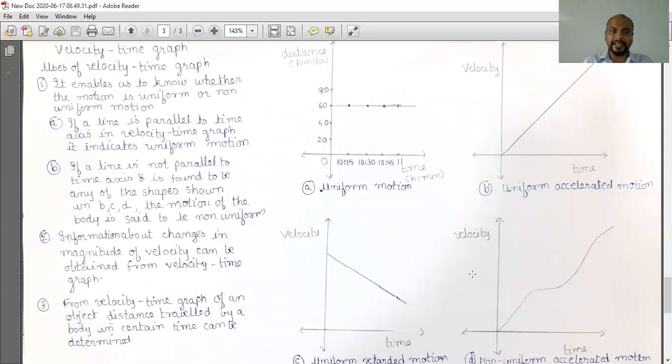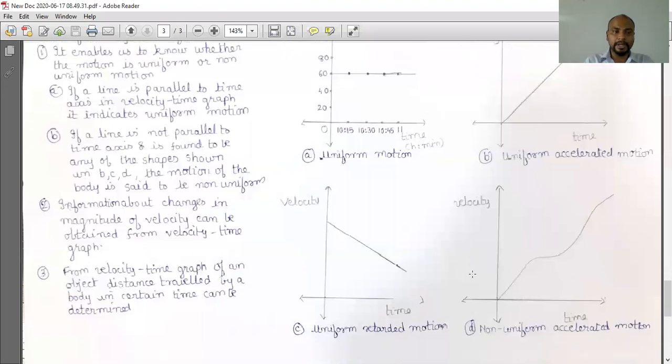If you see in the A graph, here you get a straight line which is parallel to the time axis, which indicates that the body is performing uniform motion. Now, if a line is not parallel to the time axis and is found to be of any other shape as shown in graphs B, C and D, we can say that the body is in non-uniform motion.